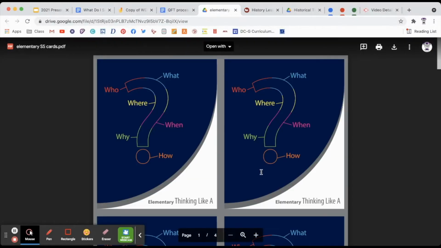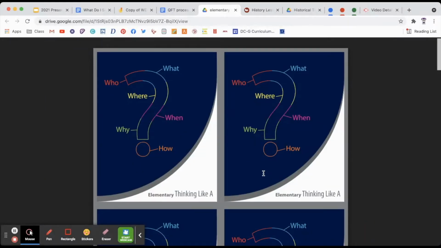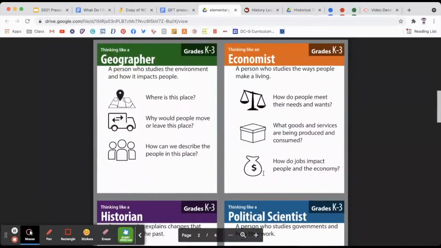So what they are, on the elementary cards, they start with a who, what, where, when, why, how prompt on one side. So you can use that side of the card to have your students try and ask questions that begin with each of these words or are linked with each of these ideas. They also have, and these are grade banded, information about various social scientists.